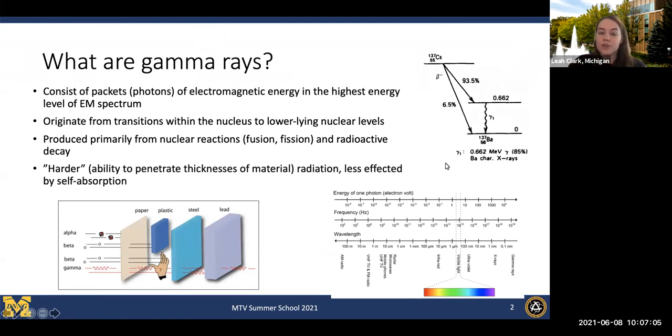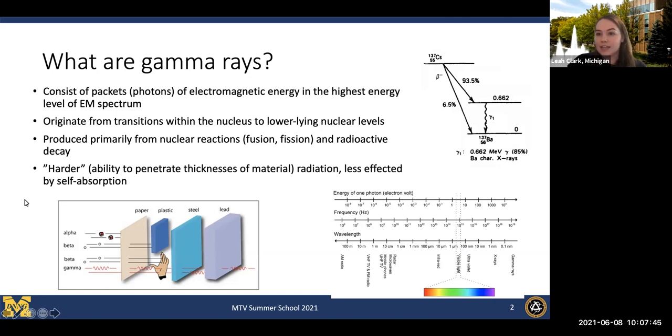Gamma rays originate from transitions within the nucleus itself to lower lying nuclear levels. If we look at this beta decay spectrum for cesium-137, we can see that as our cesium decays, we get a gamma ray emitted at an energy of 662 keV. Gamma rays are produced primarily from nuclear reactions, including fusion and fission, but also radioactive decay, such as the decay scheme I just showed you.